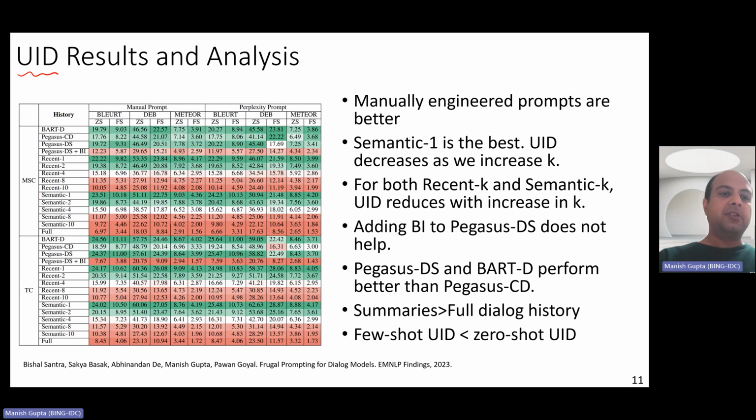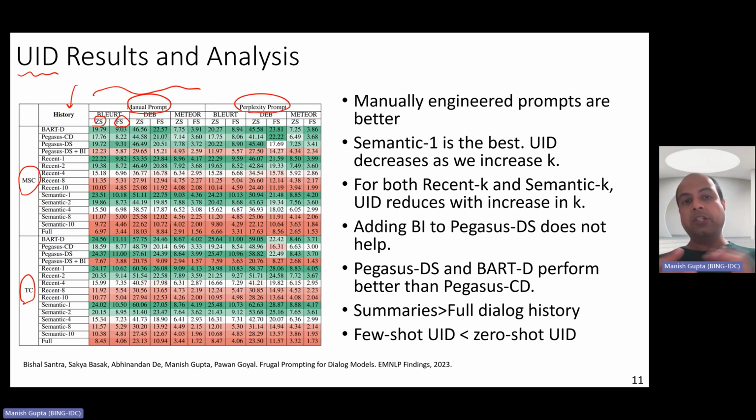Okay. So there are results for MSC and TC, both data sets. Of course, there are results for different dialog histories. There are results for zero shot, few shot, and there are also results for manual prompt and perplexity prompt, right? And then there are these three metrics. So you can of course compute UID with respect to each of those three metrics, which is what is basically shown in this table. Remember, these are not actual metrics; these are UID values. So with A equal to 1, basically meaning the metric value divided by the length of the input plus output.